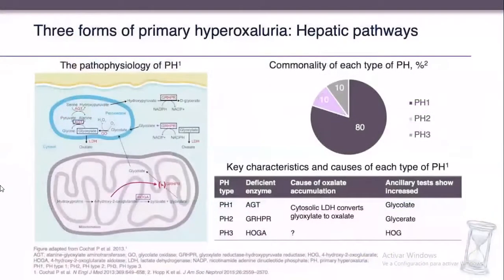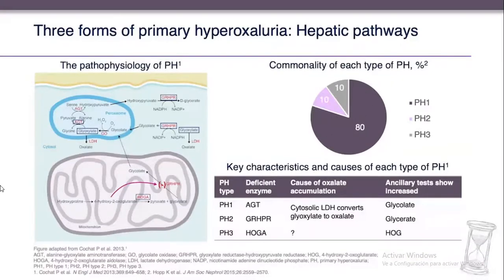This slide will delineate the pathophysiology of primary hyperoxaluria in the liver. On the left is a hepatocyte. The enzymes involved in primary hyperoxaluria are in red: AGXT, GRHPR, and HOGA1. Deficiency of AGXT, which converts glyoxylate to glycine, results in increased glyoxylate, which is converted by LDH to oxalate. This is primary hyperoxaluria type 1.